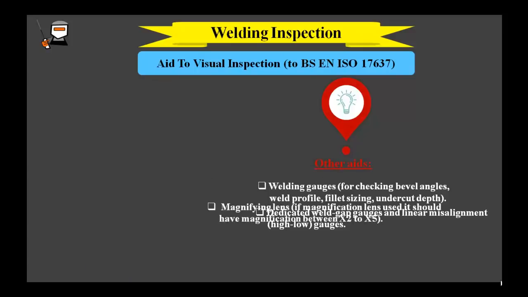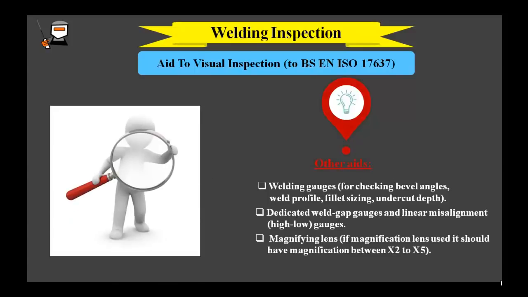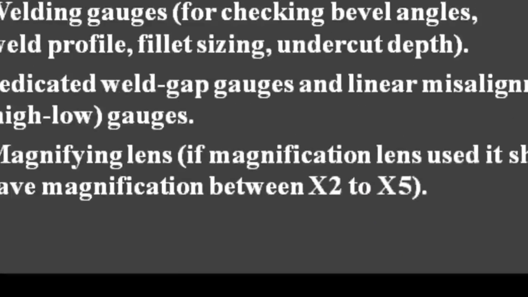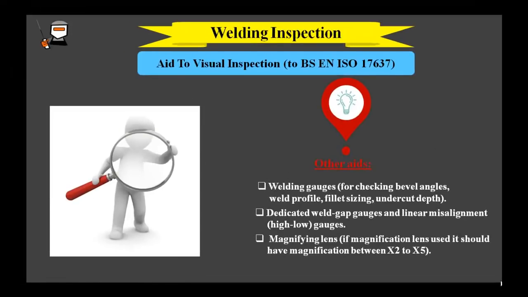You can use a magnifying lens for finding defects of welding processes. If a magnification lens is used, it should be x2 to x5. You should remember x2 to x5. They can ask you for the range of magnification lens in the CSWIP exam. Move to the next slide.